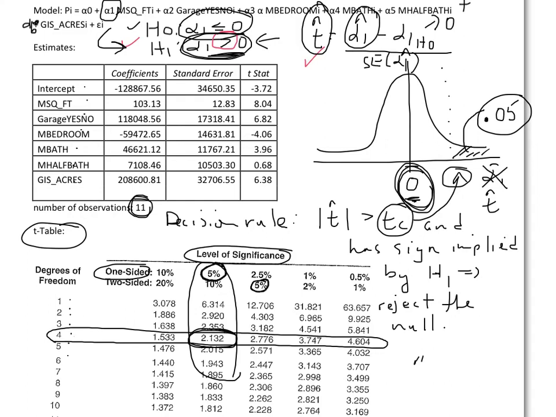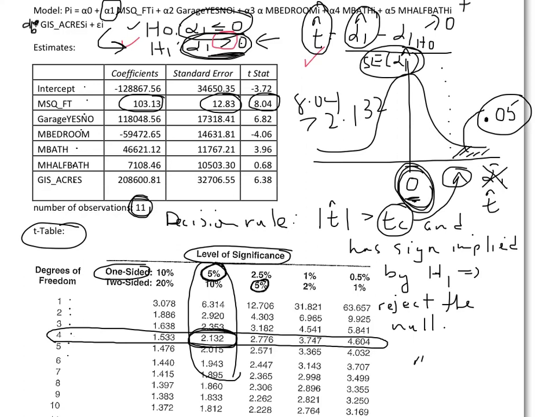Now we can compute this, okay? This is basically alpha 1 hat, here's alpha 1 hat, divided by the estimated standard error, that's this 12.83, and conveniently Excel has already computed that for us, okay? So in this case, our conclusion is that the t-statistic in absolute value, 8.04, is greater than 2.132, and it has the right sign, it's greater than 0, consistent with our alternative. And our conclusion is therefore that we reject the null hypothesis in favor of the alternative.